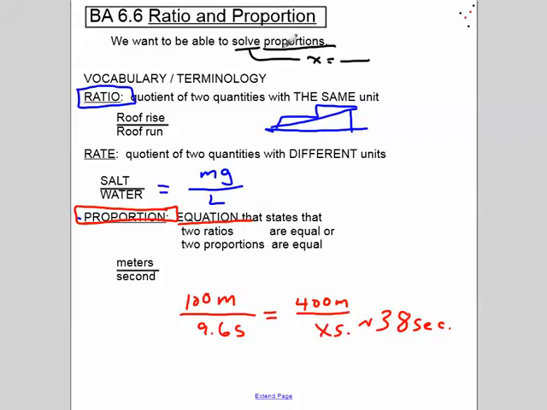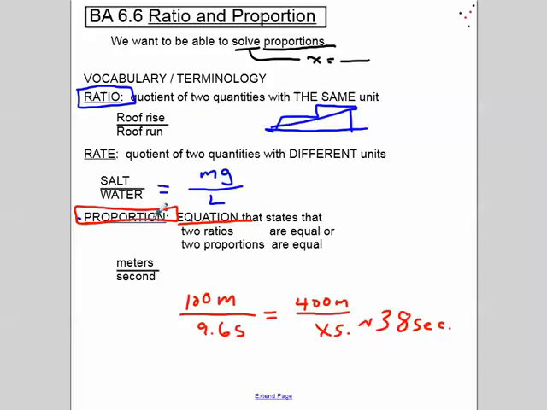Ratios and proportions. One more example. Remember, ratios are a quotient or a fraction, talking about the same unit in the numerator and denominator. A rate is a quotient or a fraction with different units. How much salt per water, milligrams per liter. How fast does Usain Bolt run, meters per second, something like that.